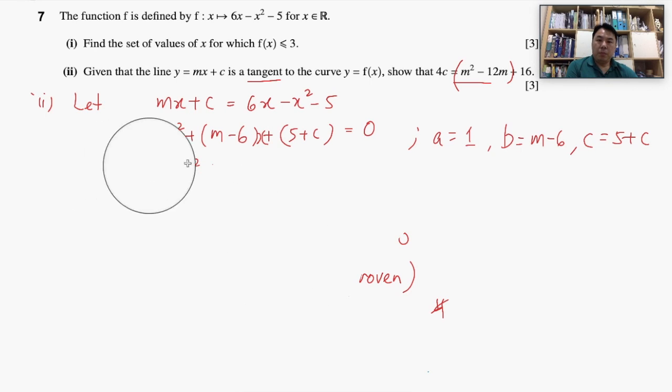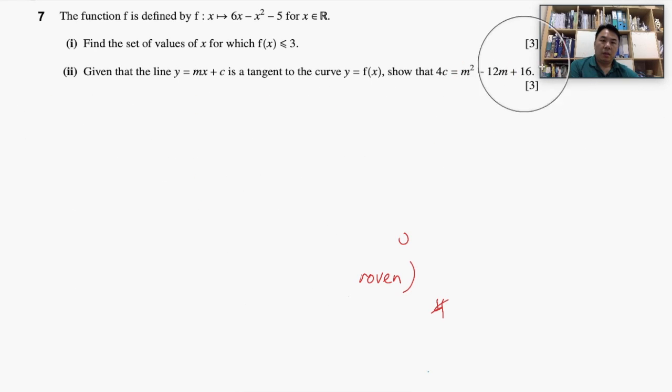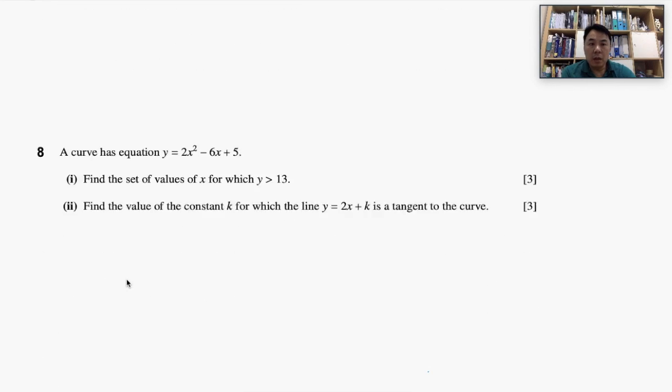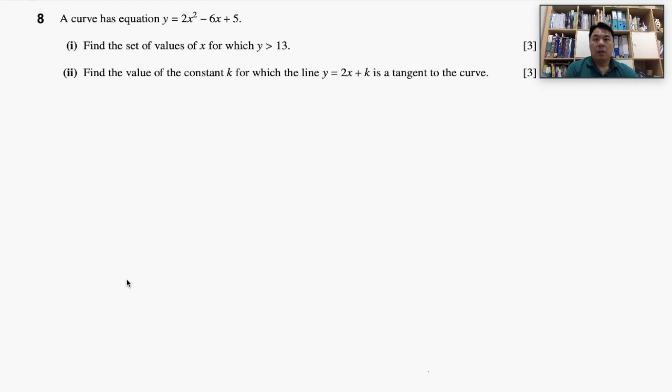Right, now number 8. Okay, number 8, let's see. Number 8 is yet another quadratic equation. We need to look for the set of values of x for which y is greater than 13.